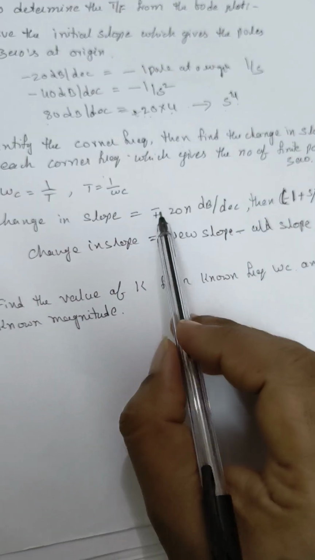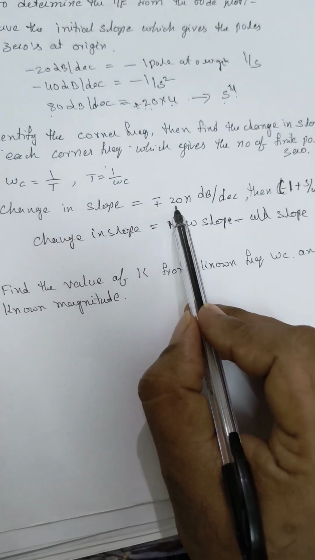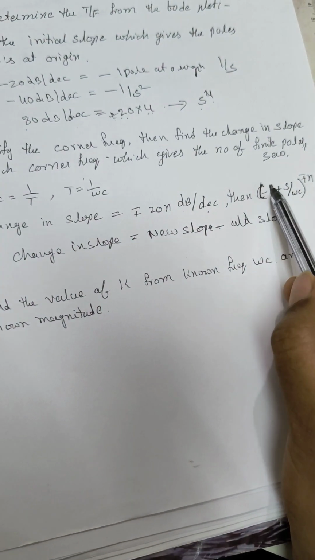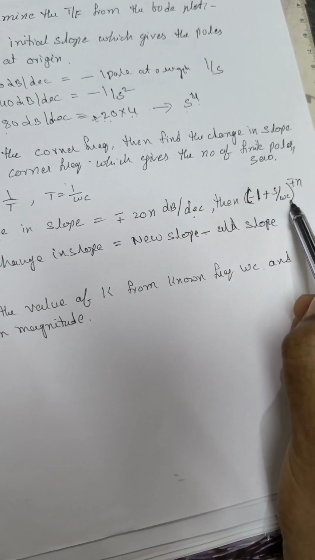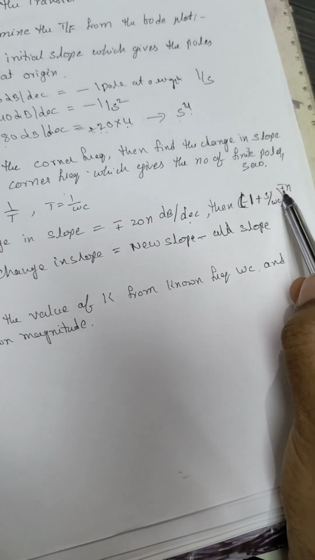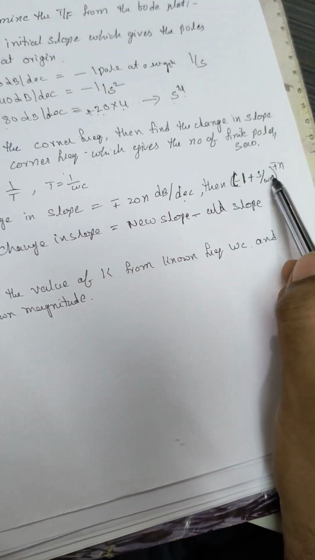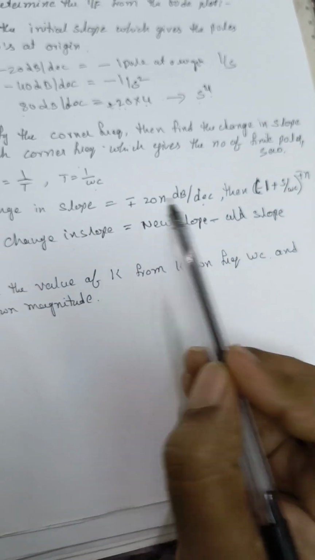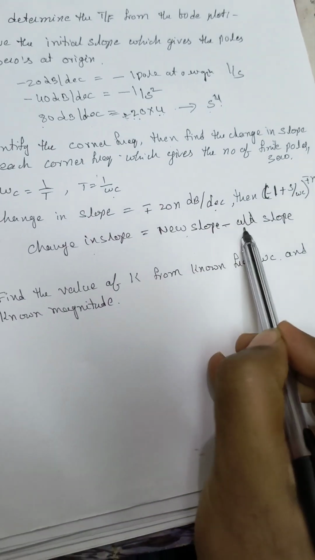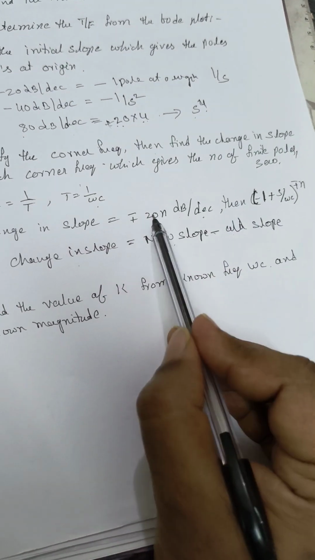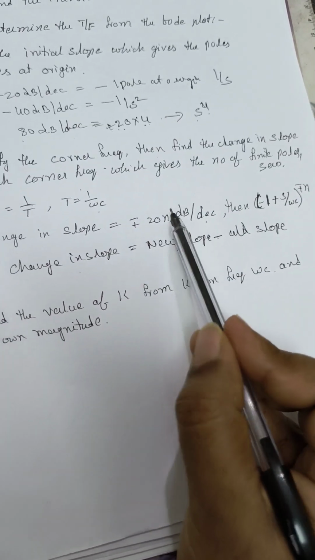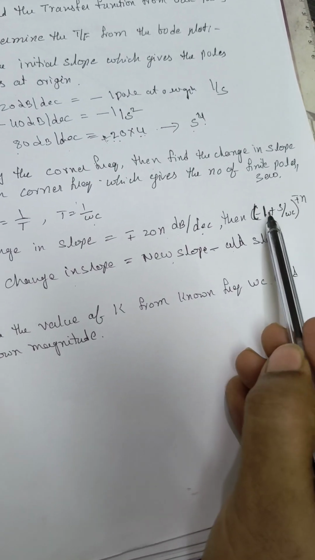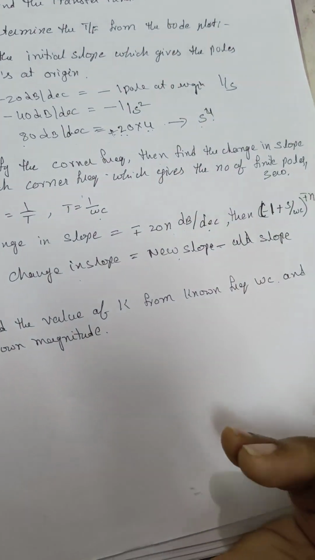After finding that, you have to write it in the form of plus or minus 20 n dB per decade. Then the transfer function is (1 + s/omega c) to the power of plus or minus n. So at that corner frequency, we have to find the change in slope. Change in slope is found out by new slope minus old slope, and whatever slope you get, you have to write in terms of 20 into n, and that will give the number of either poles or zeros at a finite frequency.